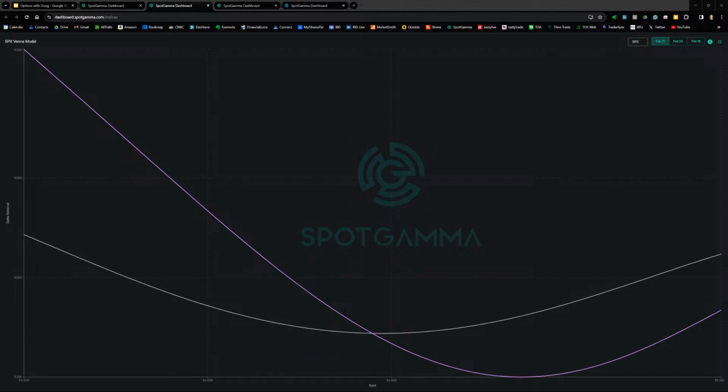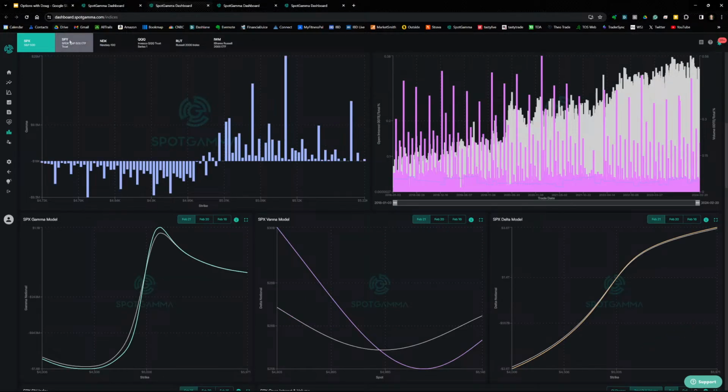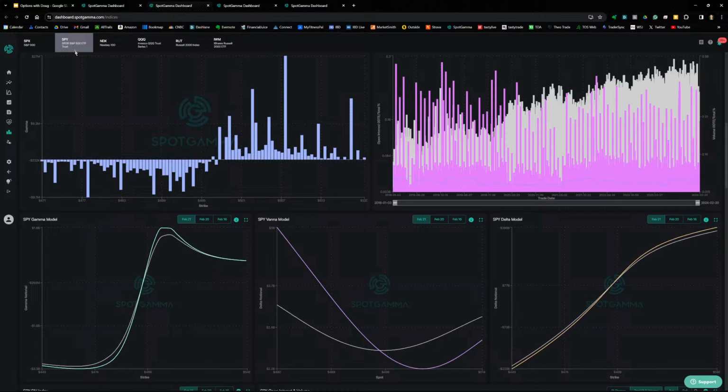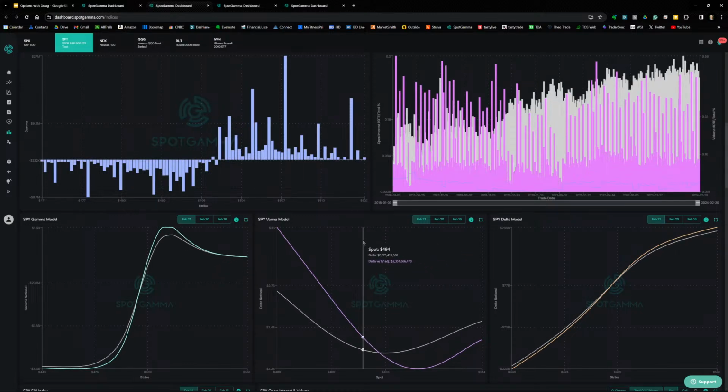Let's check on price now. SPX currently trading right around 4964, so 10 points off the high of the day, but still on this leftward portion of the curve that is sloping upward from right to left. Let's take a look at SPY. SPY low of the day right around 494. Also on this portion of the Vanna model, sloping upward from right to left. SPY currently at 495, so just slightly down on this curve.